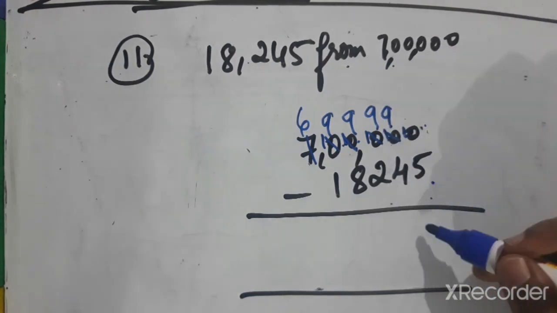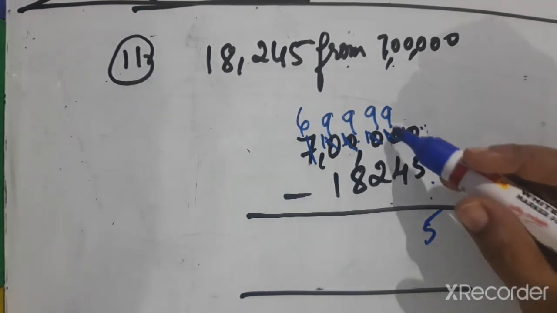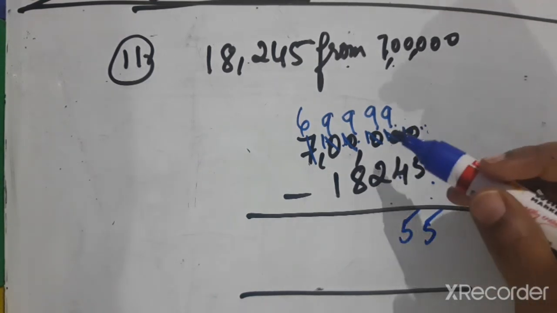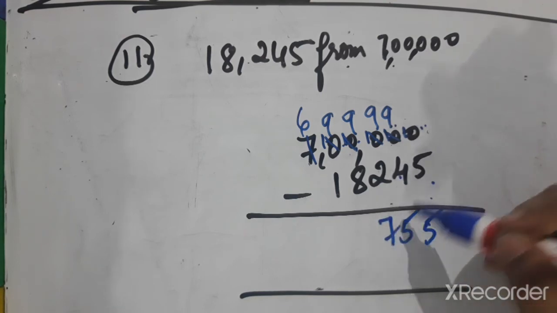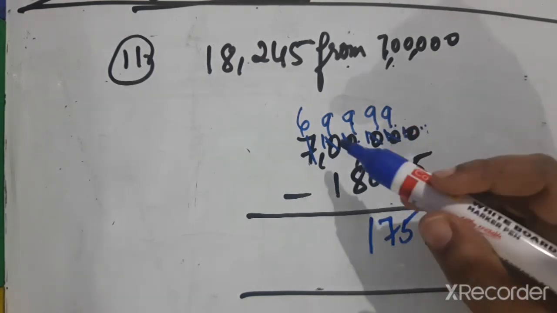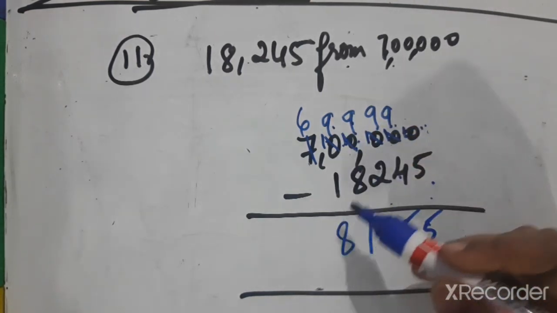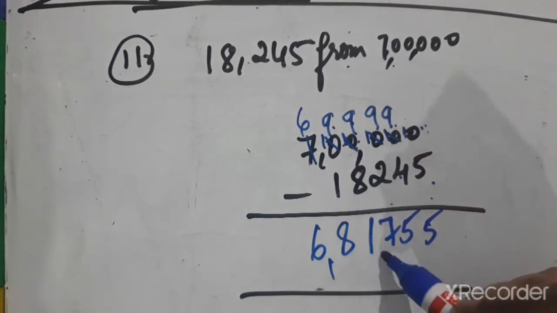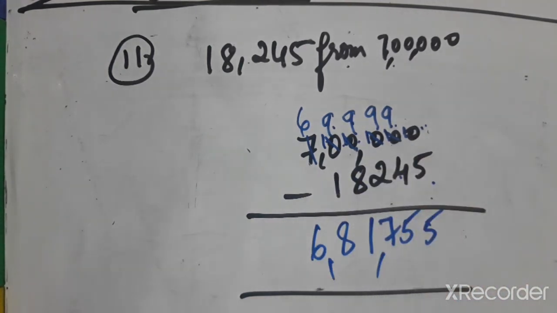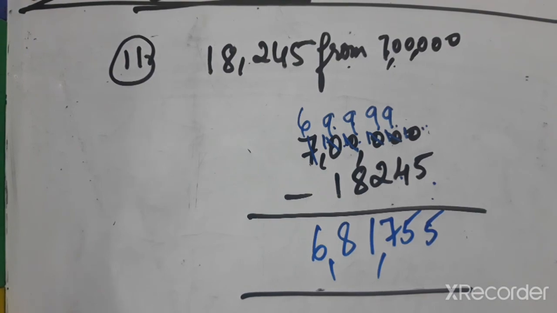10 minus 5 is 5. 9 minus 4 is 5. 9 minus 2 means 7. 9 minus 8 means 1. 9 minus 1 means 8. And 6 as it is. Answer is 6,81,755.